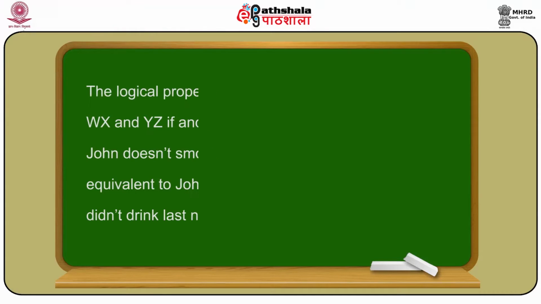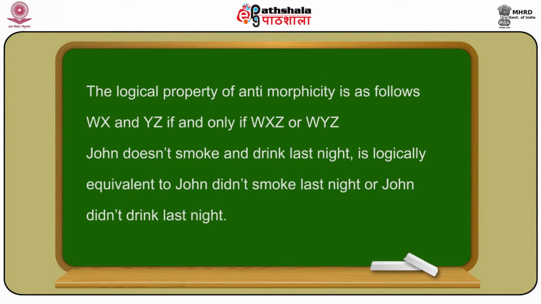Now, licensors like not support DE, anti-additivity, and an even stronger property that Schwarz called antimorphicity. The logical property of antimorphicity is the following: W, X and Y, Z, if and only if WXZ or WYZ. Suppose I say John did not smoke and drink last night. That's logically equivalent to John did not smoke last night, or John did not drink last night.